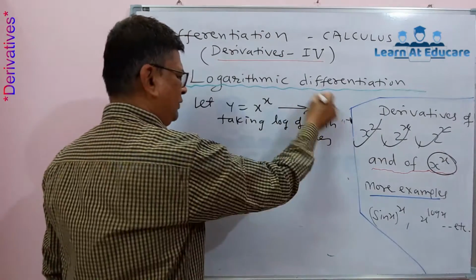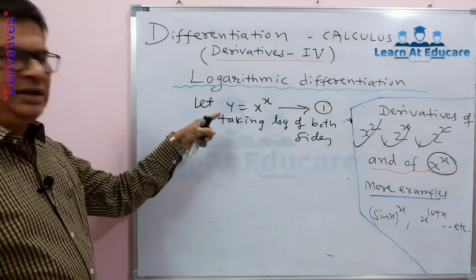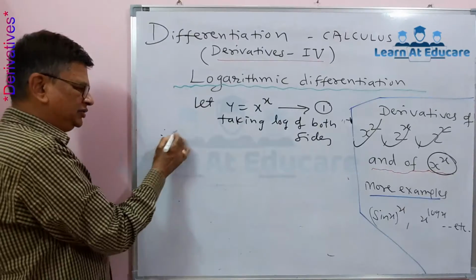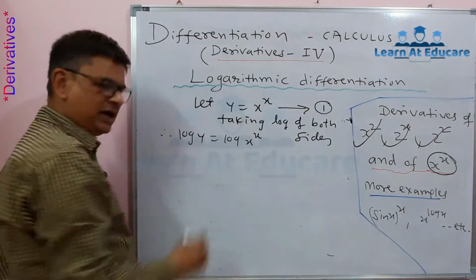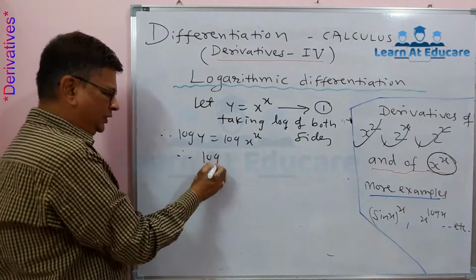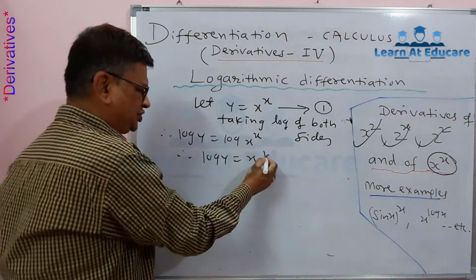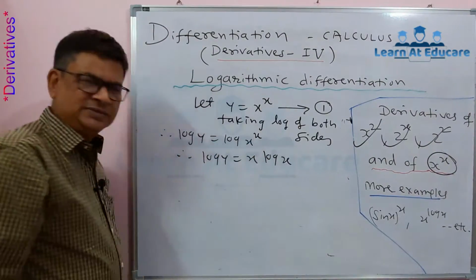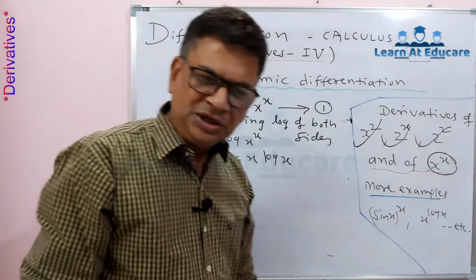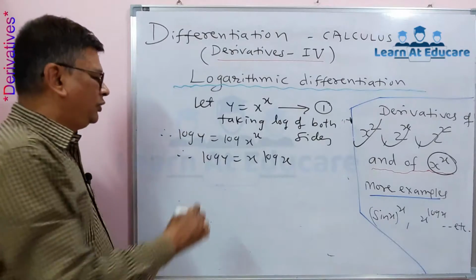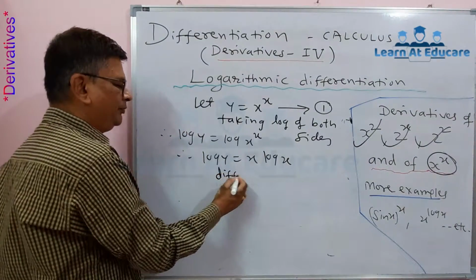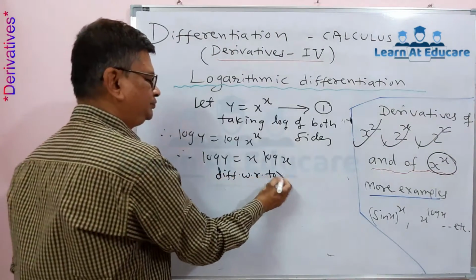Meanwhile, we give this y equal to x raised to x as equation 1 and now take log of both sides. Therefore, log LHS is equal to log RHS. Therefore, we get log y equal to log x raised to x, which can be written as x log x by using the formula log a raised to b is equal to b log a. Now it can be differentiated with respect to x.